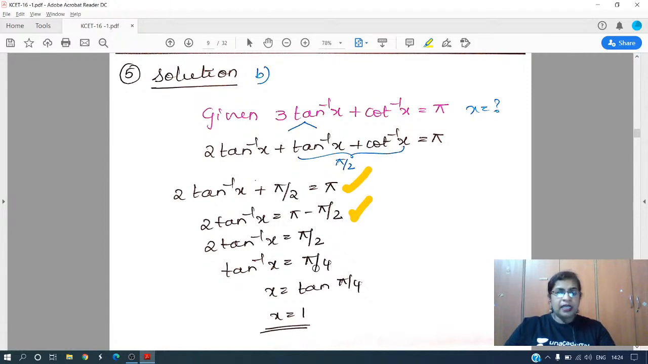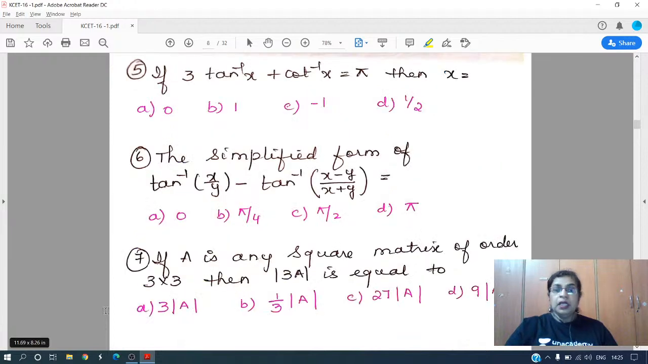Pi by 4. Clear? Now shift tan inverse to the other side, it becomes tan, because trigonometric functions are invertible functions. So x is equal to tan pi by 4. What is the value of tan pi by 4? The value of tan pi by 4 is 1. So therefore you got the value of x is 1, which is nothing but the second option. Okay? So we have this option here, the second option. Clear? Yes.